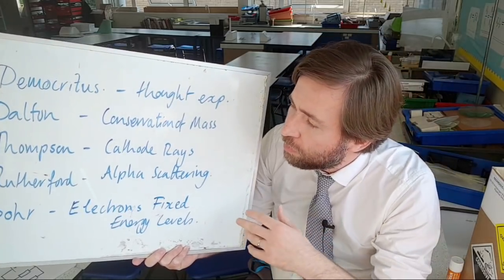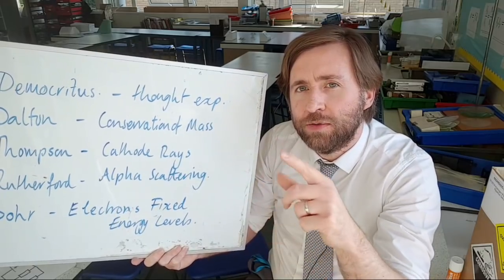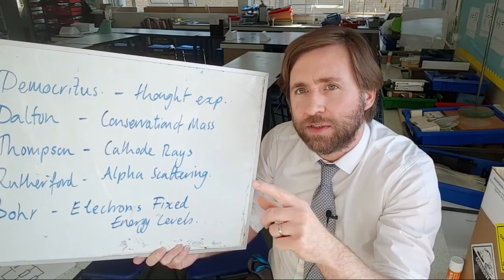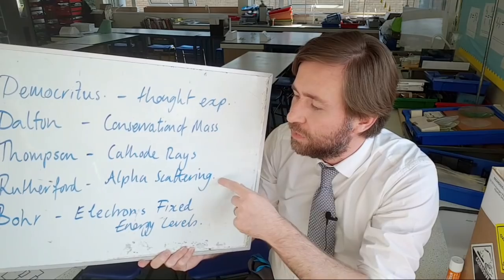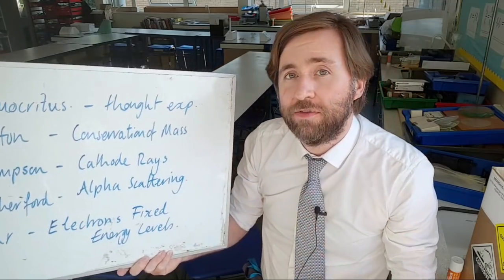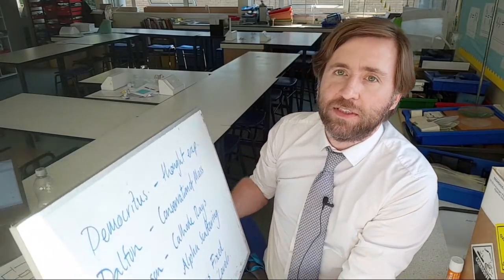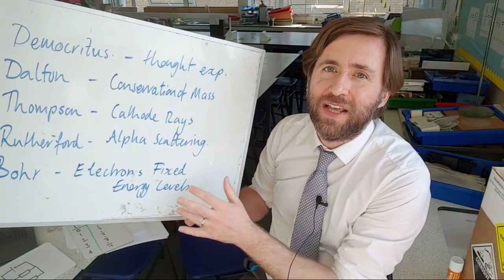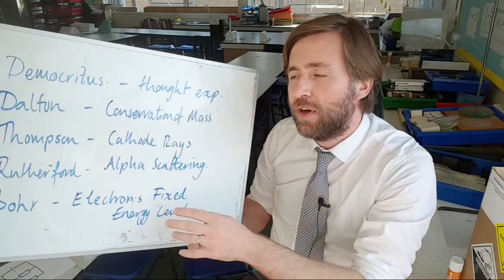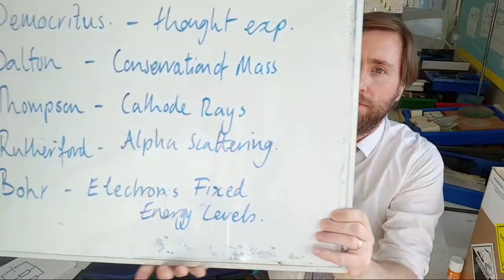The Bohr model explains why the electrons didn't just spiral down into the nucleus, which is what would happen if we just had Rutherford's evidence. So Bohr said the electrons must orbit with a fixed amount of energy, and that fixed amount of energy we now call the energy levels. So those are the five different models. That's the evidence there. Okay, so screenshot.